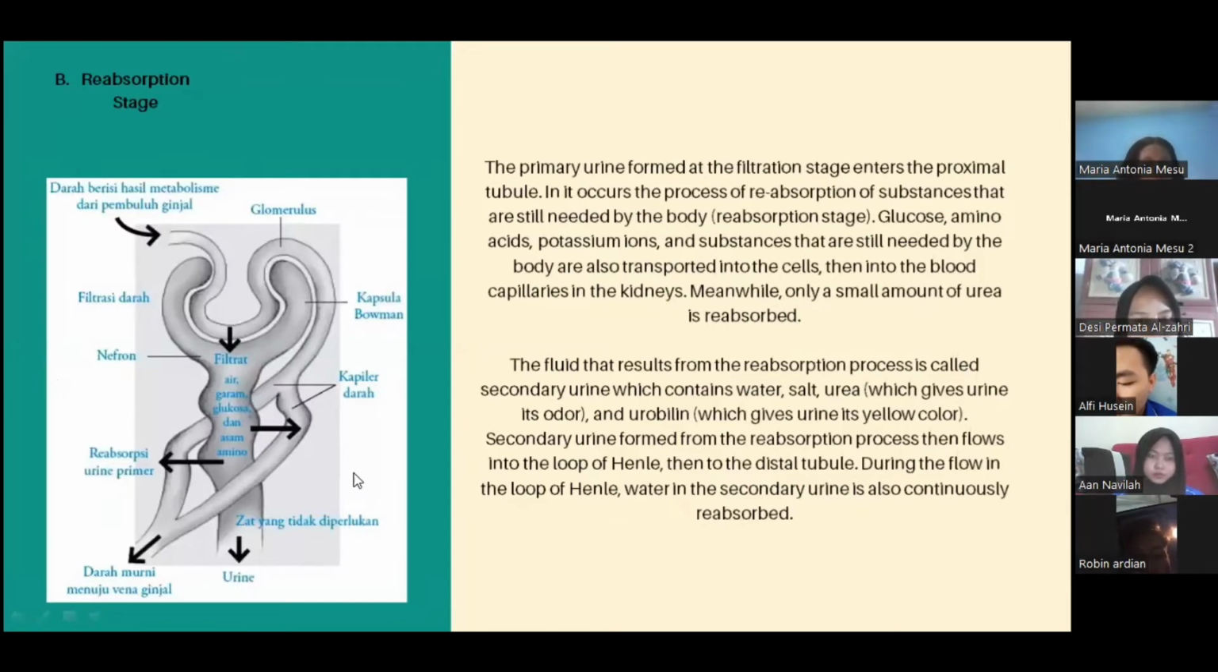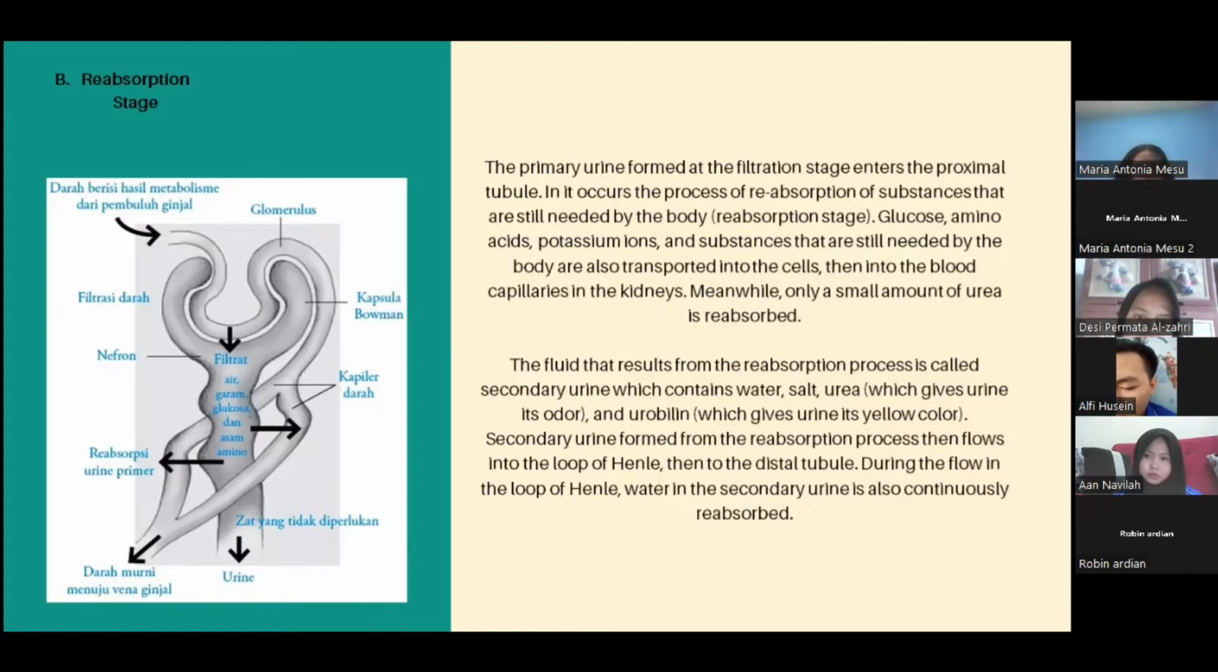B. Reabsorption stage. The primary urine formed in the filtration stage enters the proximal tubule. In the proximal tubule occurs the process of reabsorption of substances that are still needed by the body. Glucose, amino acids, potassium ions, and other substances that are still needed by the body are transferred into the cells, then into the blood capillaries in the kidneys. Meanwhile, only a small amount of urea is reabsorbed.